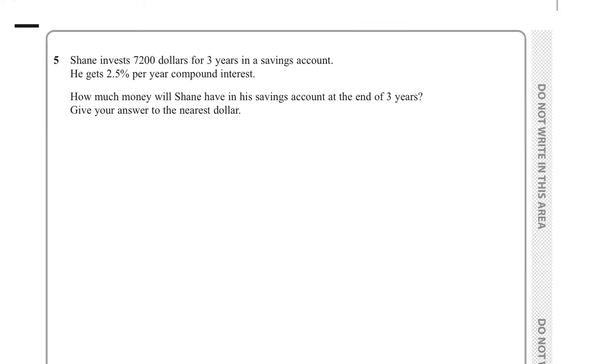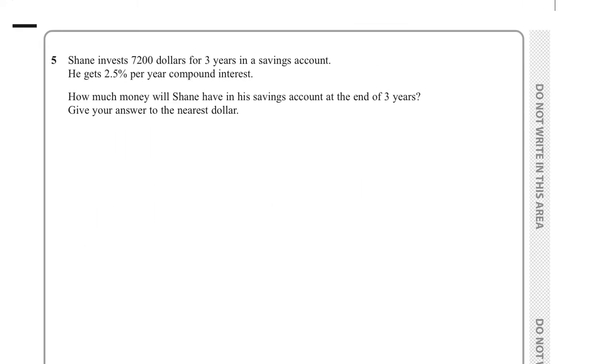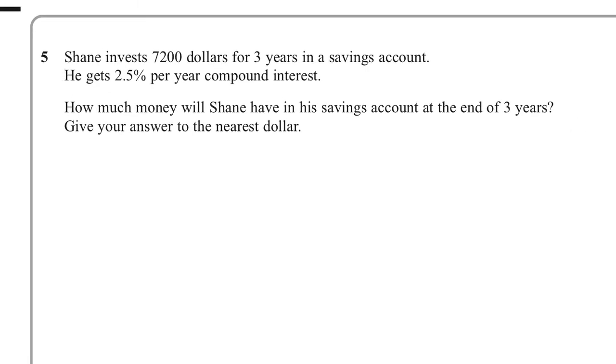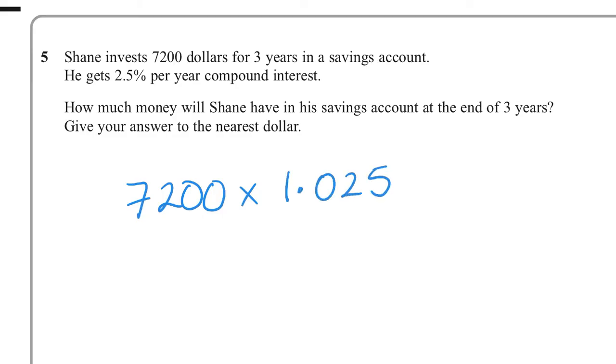Question 5. Shane invests $7,200 for 3 years in a savings account. He gets 2.5% per year compound interest. How much money will he have in the savings account? Oh, what a lovely question. 7,200, 2.5%, 0.025, to the power of 3.